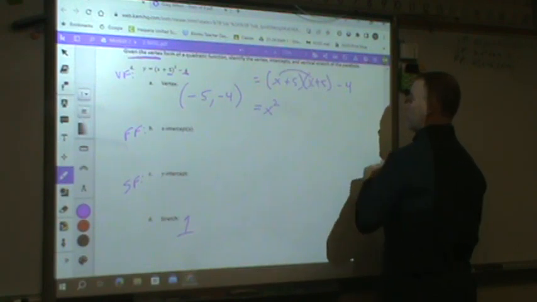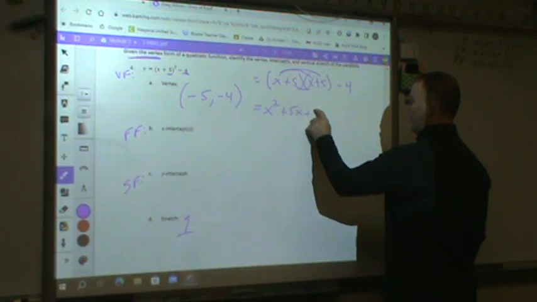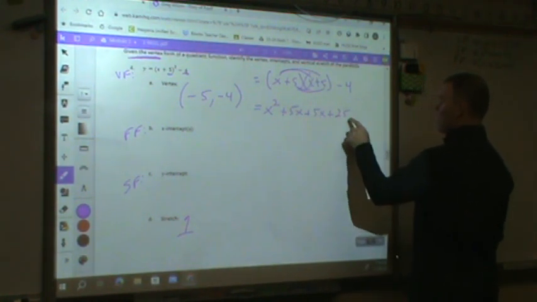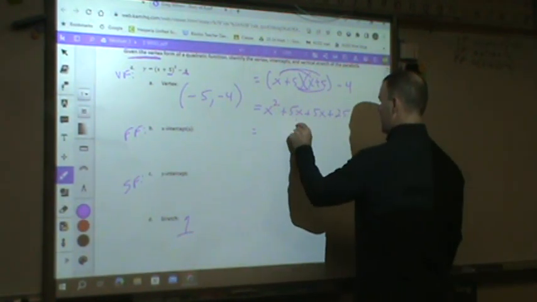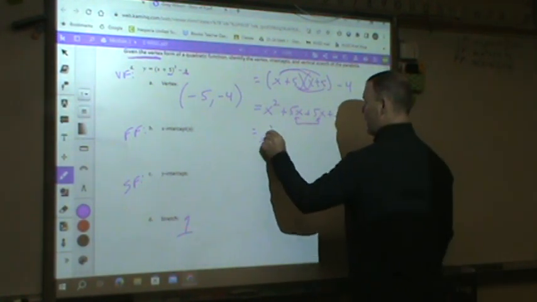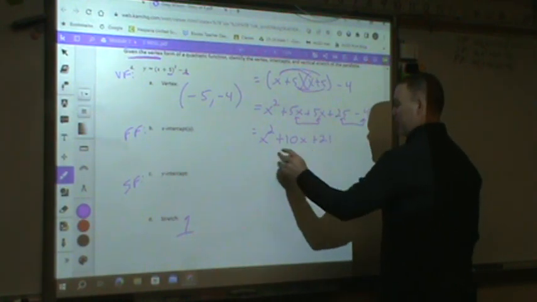X squared is the first term. 5x is the second term. 5x is the third term. And plus 25 is the fourth term. Don't forget about your minus 4. The next thing I'm going to do is combine like terms. Well, gee, I have two sets of like terms. So x squared plus 10x plus 21.